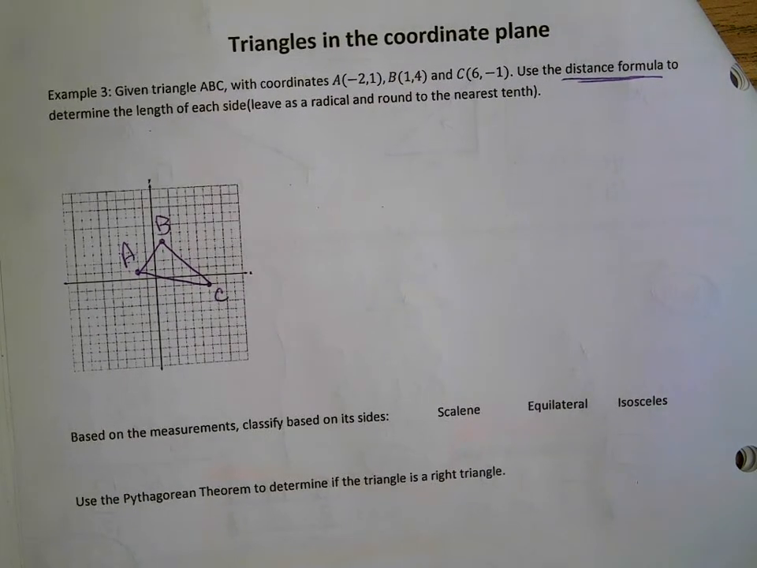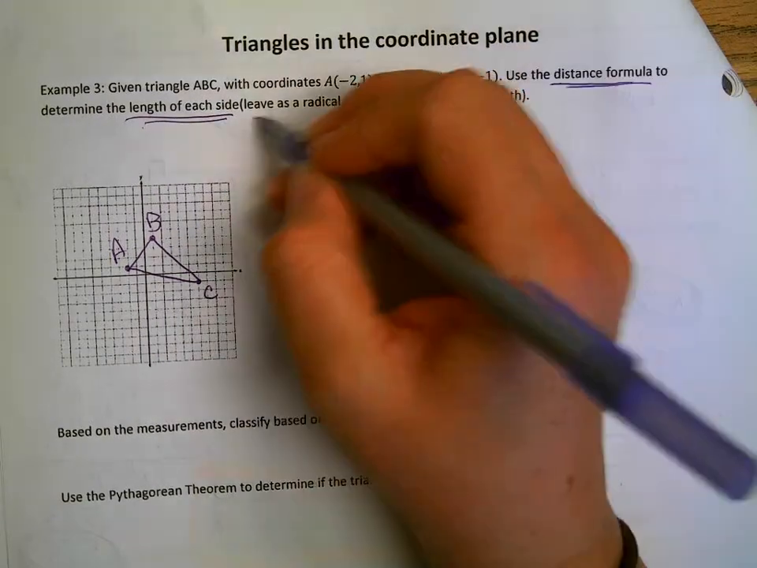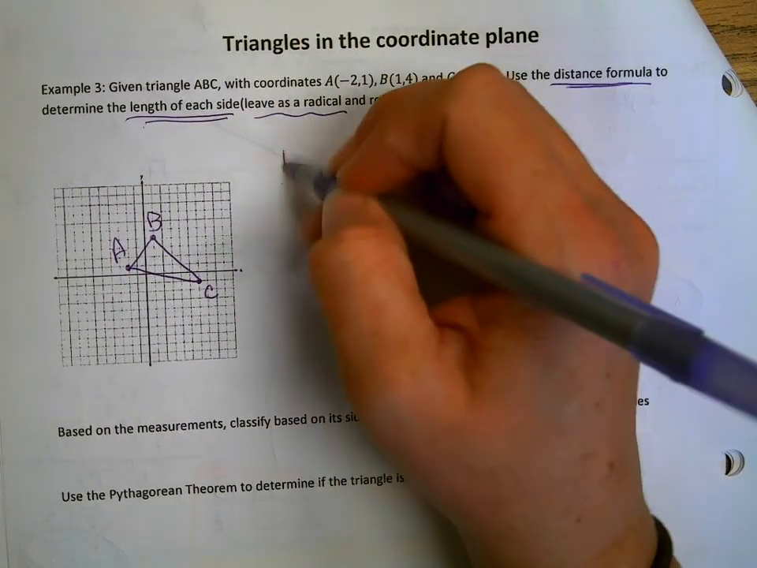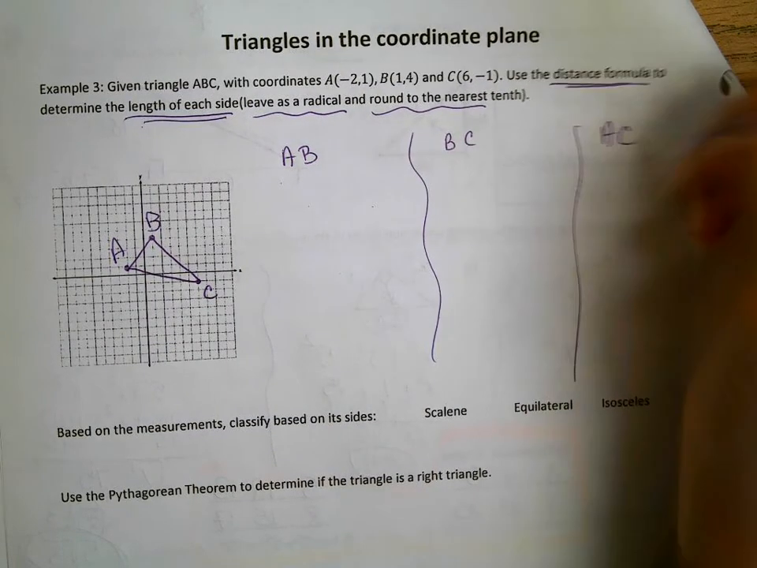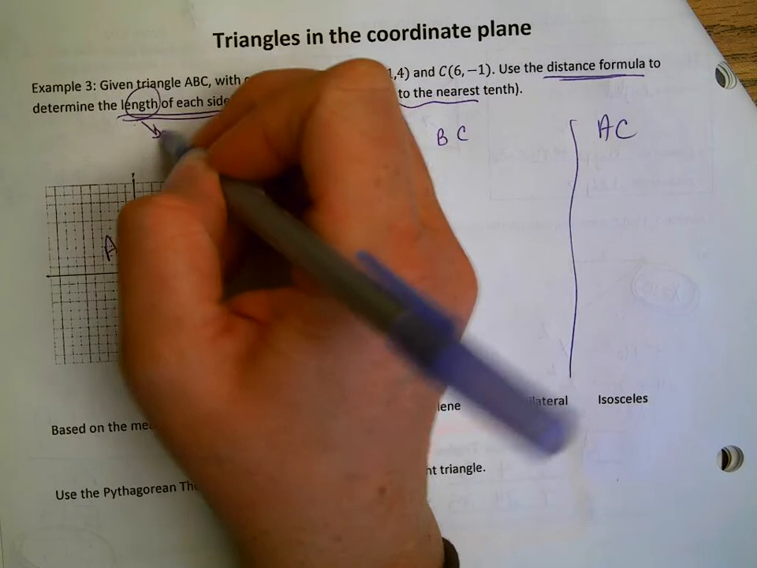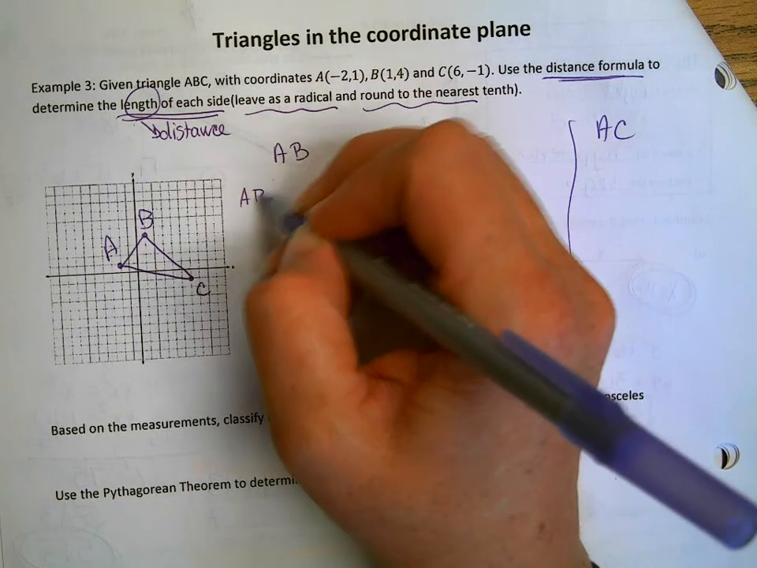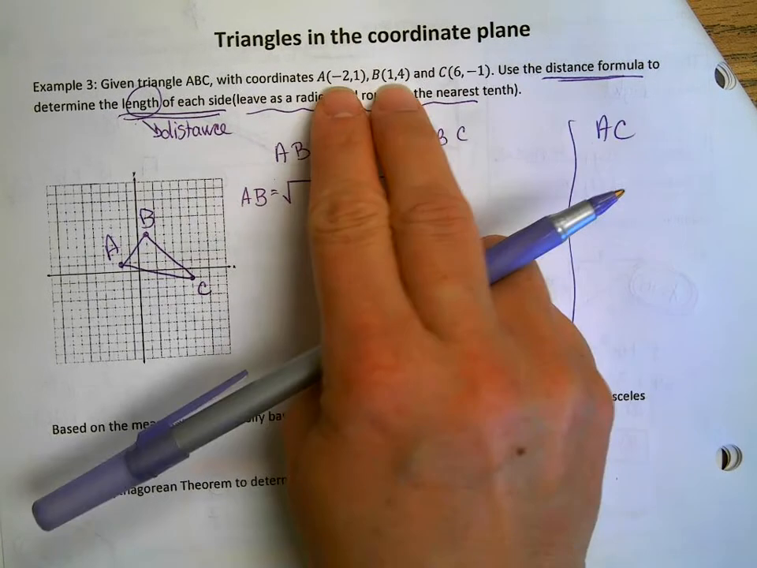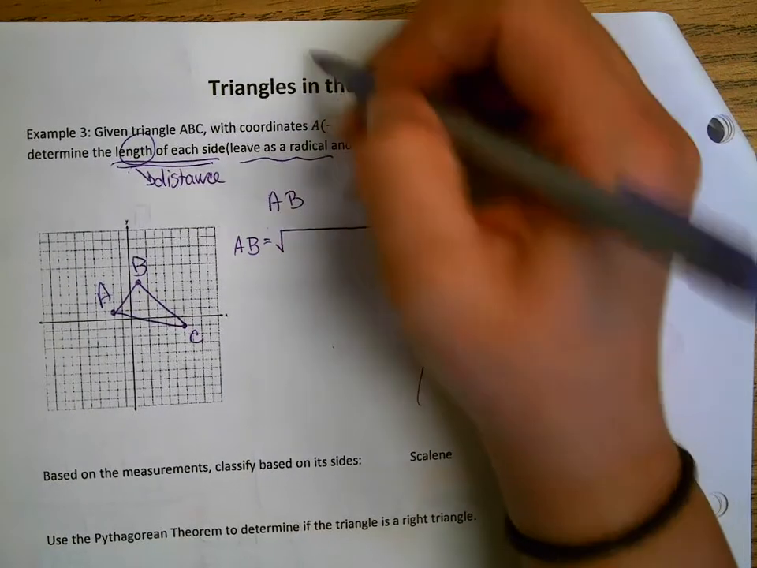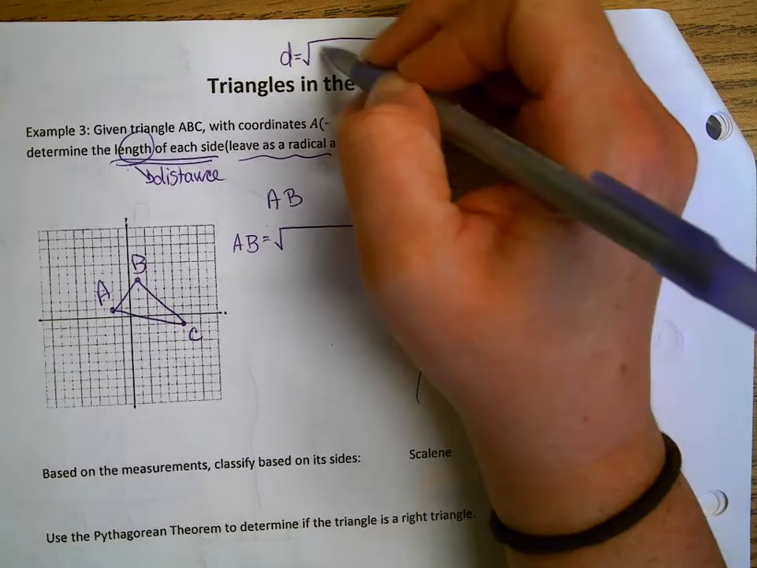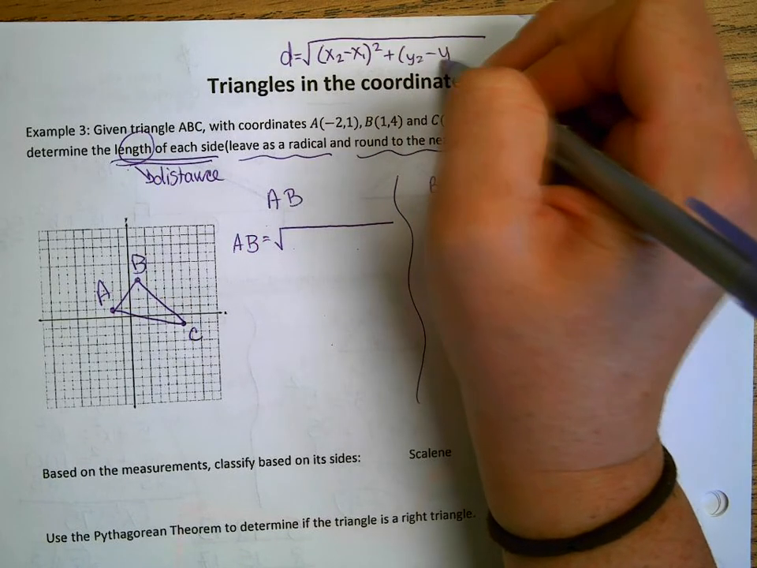So graphing those 3 ordered pairs, what we'd like to do is find the length of each side. So determine the length of each side. Leave as a radical and round to the nearest tenth. So we're going to find the length of AB, BC, and AC. Now, length, remember, is distance. So when I find the length of A to B, that equals the square root of, I'm going to use these ordered pairs. So we have x2 minus x1. So I'm going to write the distance formula way up at the top of my page. Distance equals square root of x2 minus x1 squared plus y2 minus y1 squared.